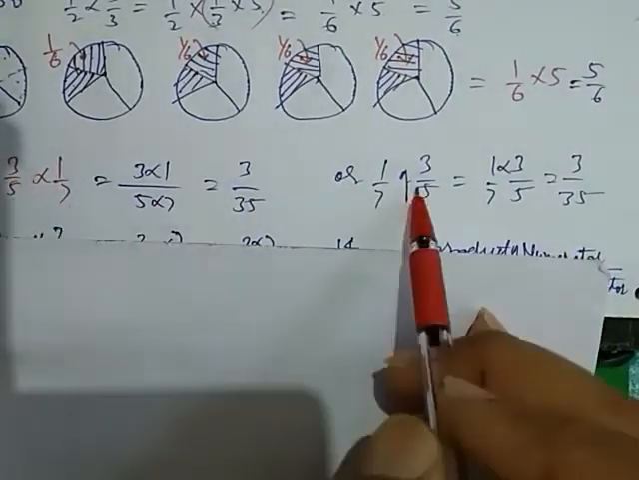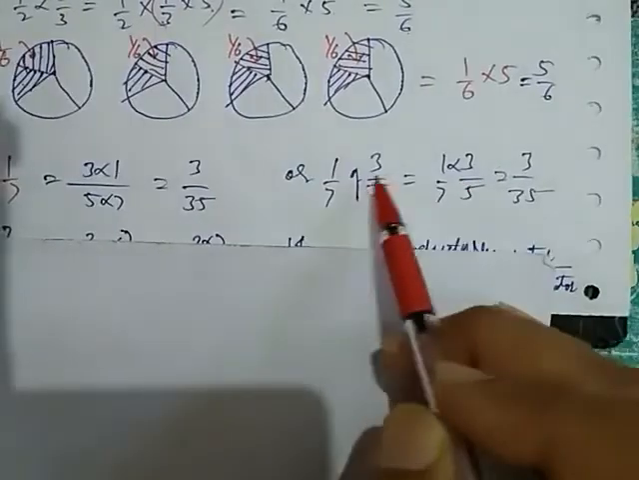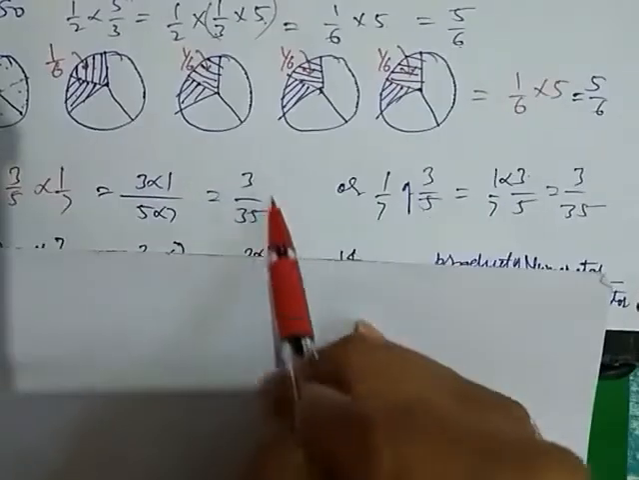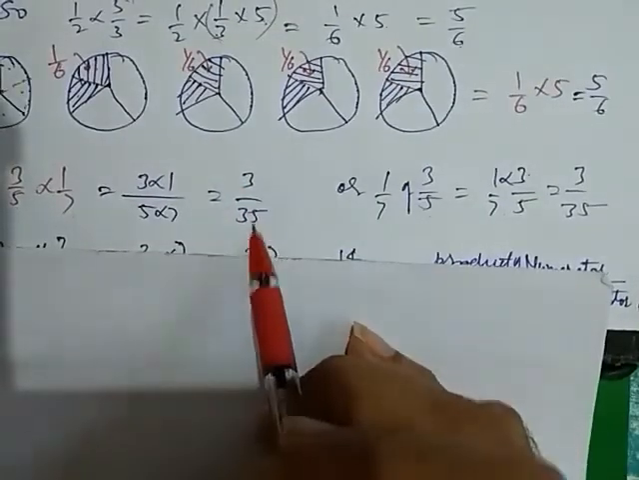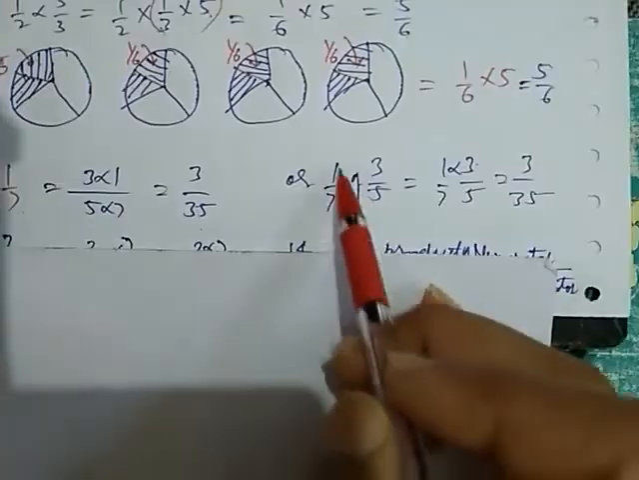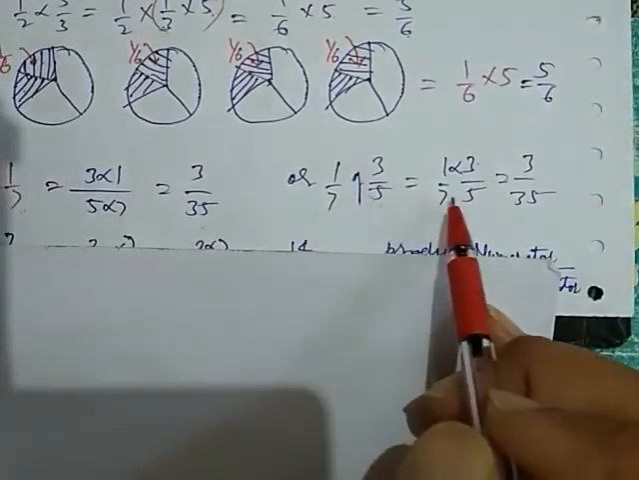We just change the order here. 1 into 3 and 7 into 5. So this becomes 3 by 35 and this also becomes 3 by 35. So if we say 3 by 5 of 1/7 or 1 by 7 of 3 by 5, it has the same meaning.